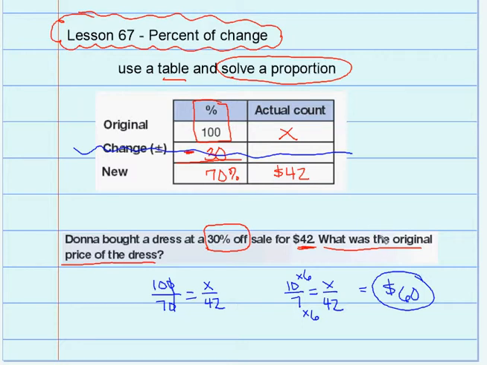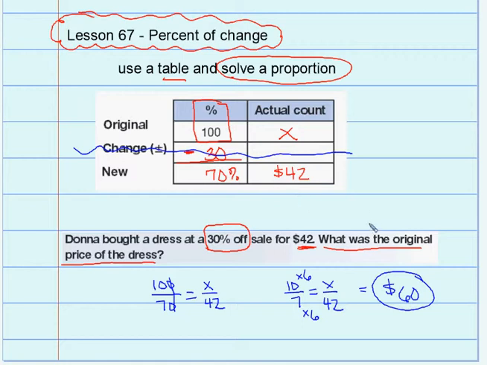Now, you have to ask yourself if this makes sense. Okay? If I go to the store and I'm going to buy a $60 item, but it's 30% off, 30% off is close to a third, right? So my discount would be a third. So what is 1/3 of $60? It's $20. So if I subtract $20 from 60, I get 40, which is very close to $42.